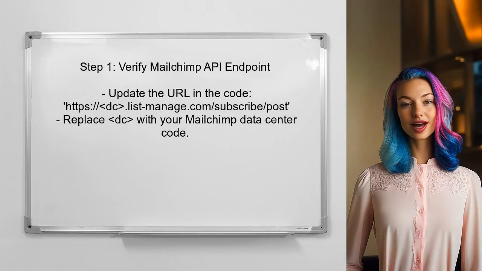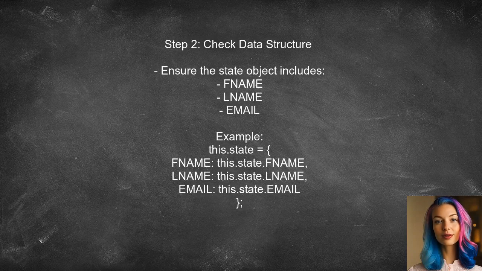First, the user should ensure that the Mailchimp API endpoint is correct. They need to replace the placeholder in the URL with their actual Mailchimp list endpoint. Next, the user should check the data being sent in the request. It's important to ensure that the state object contains the correct keys that Mailchimp expects.